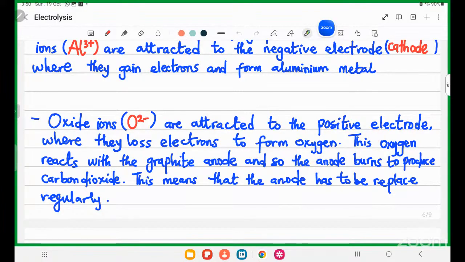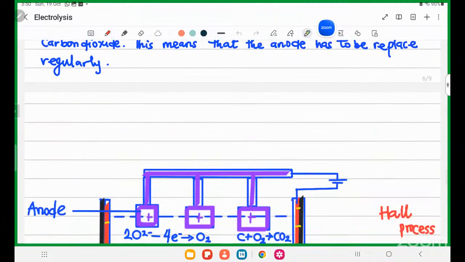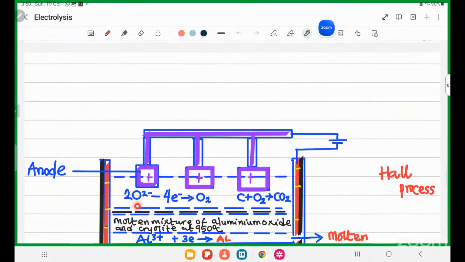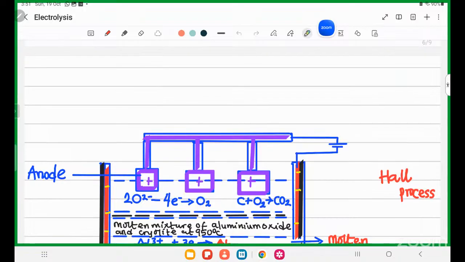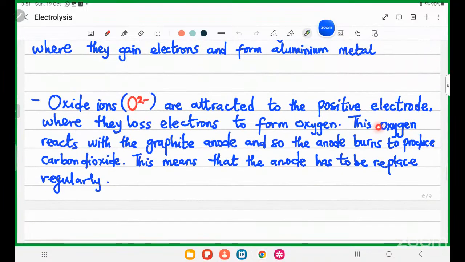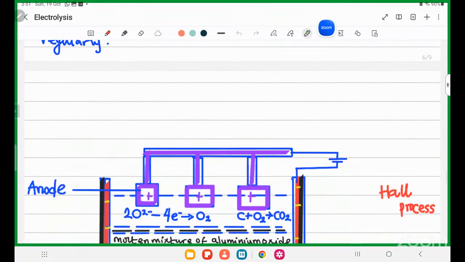Okay, so they lose electrons to form oxygen, and you can see that here. The oxide ion is losing 4 electrons to become oxygen gas. But meanwhile, something needs to be noted. The oxygen reacts with the graphite anode. Yes, the graphite is made up of carbon, and the oxygen will react with it.